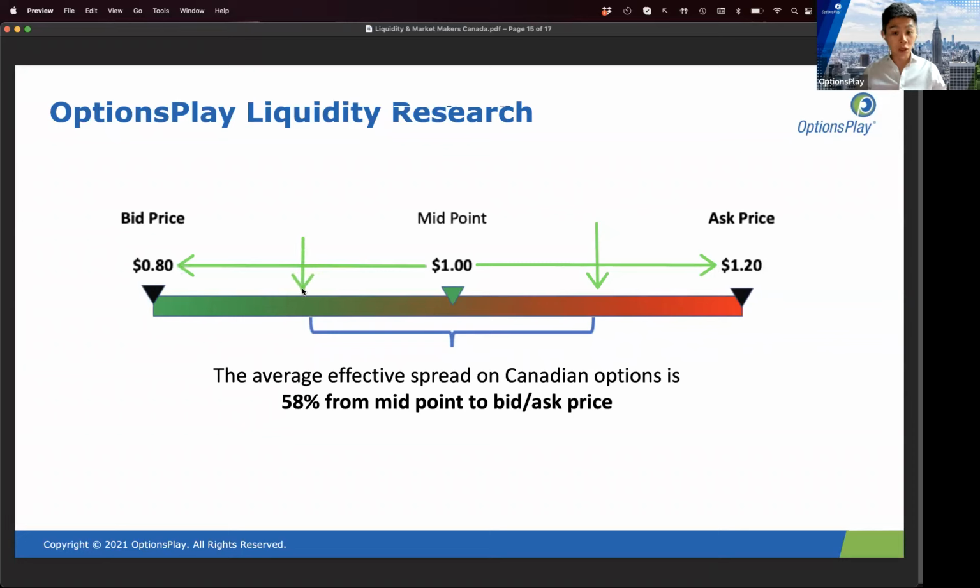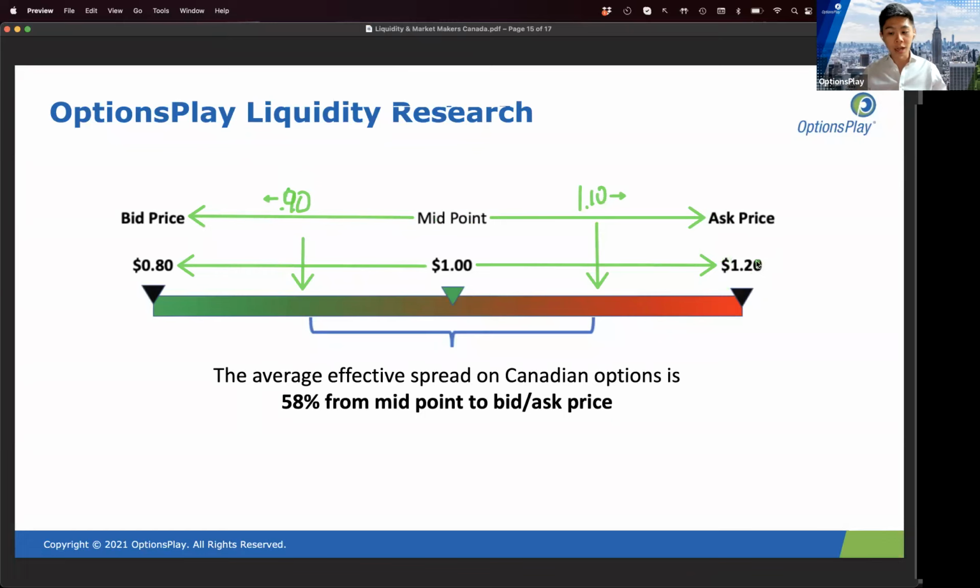So what that leads me to believe is that if you are placing an order for a Canadian option, your best starting point is somewhere around halfway between the midpoint and the asking price, or the midpoint and the bid price. So in this particular case, that would be $1.10 if you're buying and 90 cents if you are selling. And you should be able to see fills very close to this point. Maybe you have to go a penny more or a penny less, but not much more. That means that you should not have to pay close to $1.20 in order to get filled. You should be able to get filled somewhere halfway in between the midpoint and the worst possible execution price.